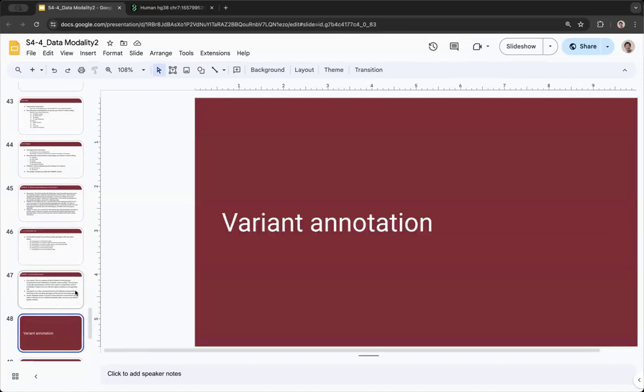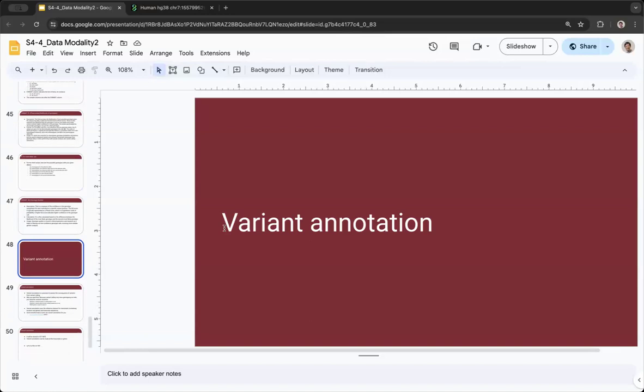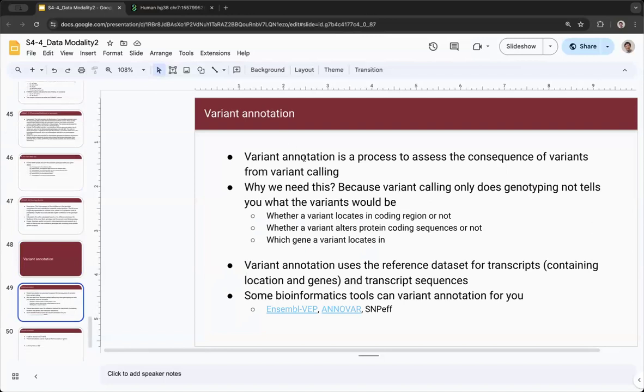Okay, so this is the backbone of the VCF. Once you get the VCF information, you put those files into variant annotation. So what is variant annotation? This is a process to assess the consequence of the variants from variant calling. Why do we need it? Variant calling does genotyping, so you have to know what the variant is, right? Where is the variant located, in coding or not, is the variant altering the protein coding sequence or not, and which gene is this variant located in? You can use the reference genome data set for transcript sequences, then use that information to do the variant annotation.